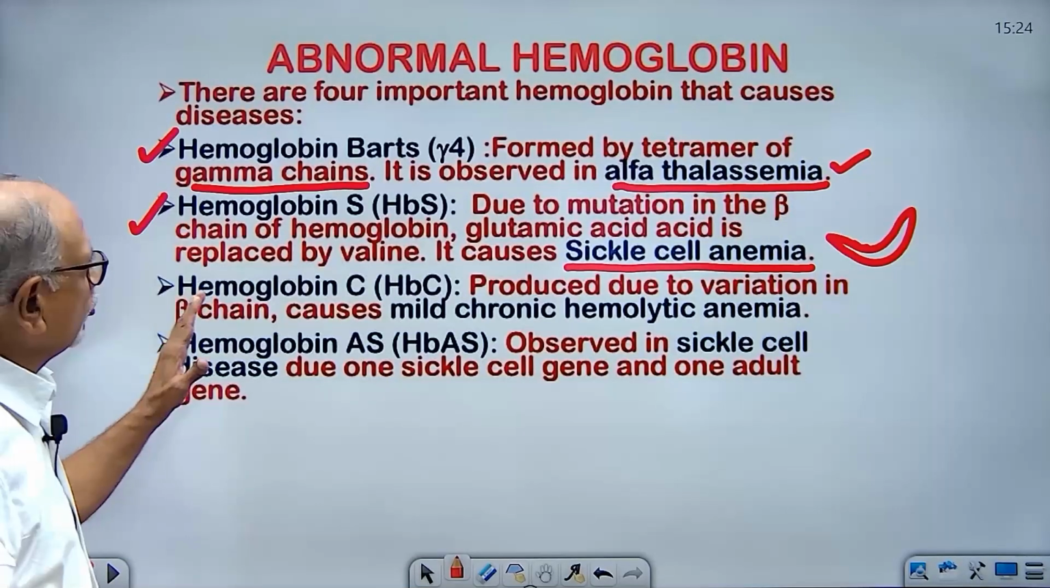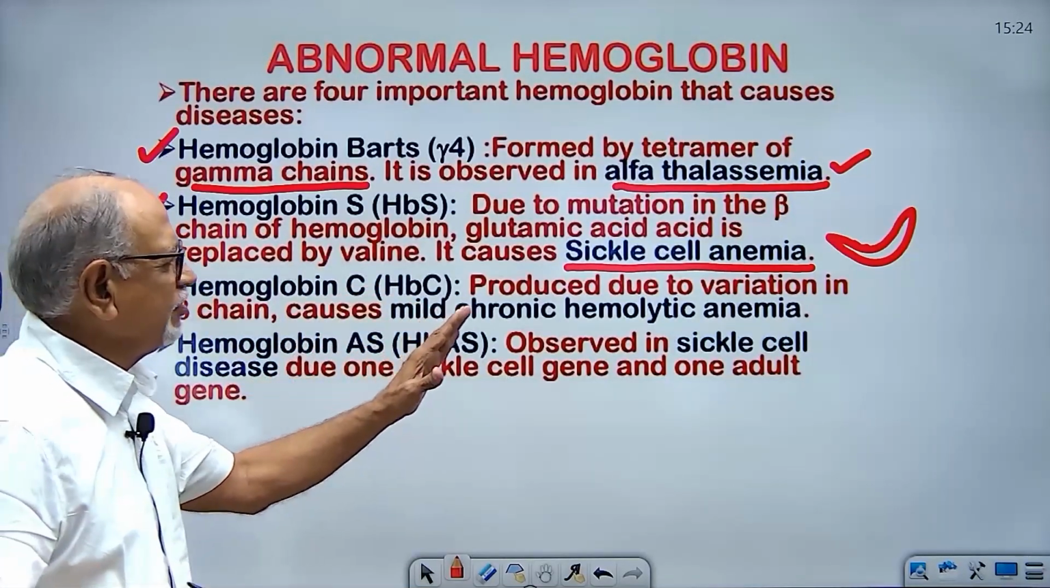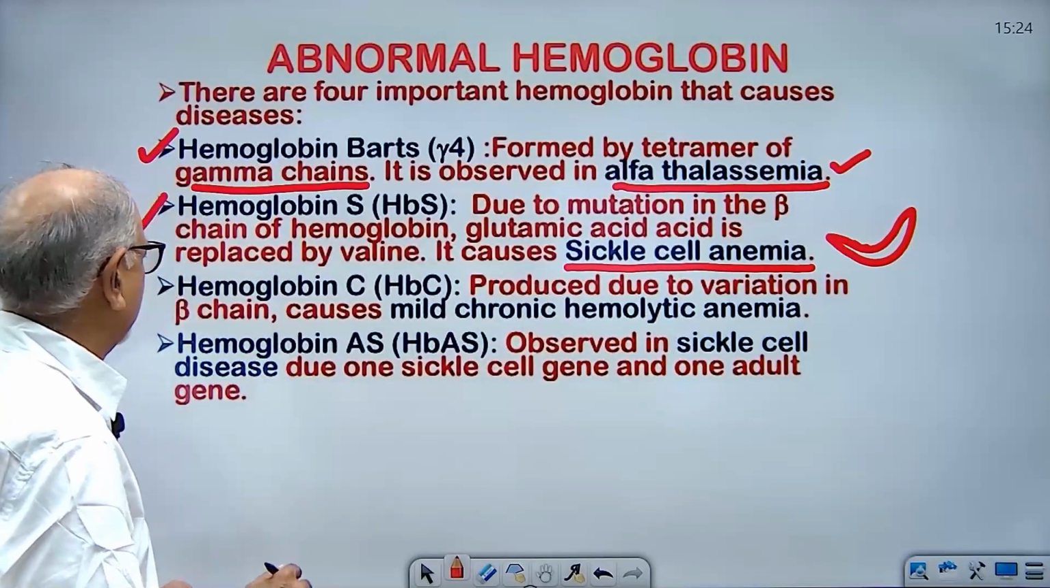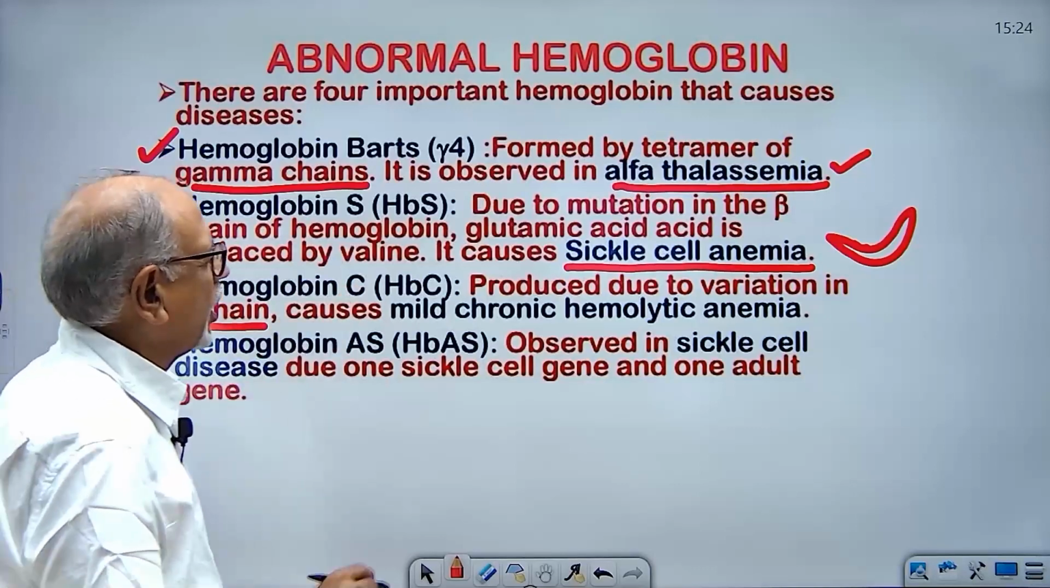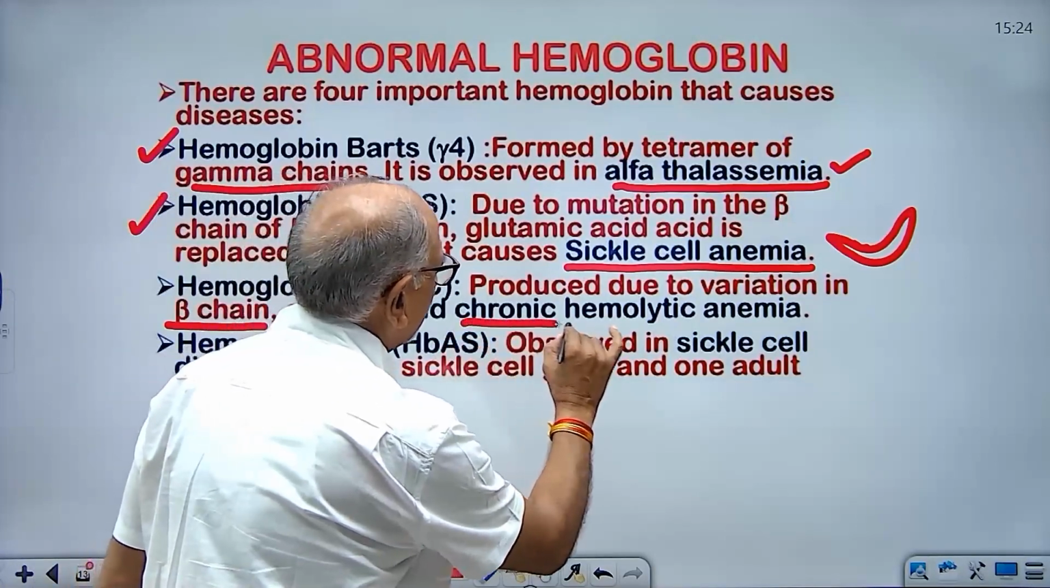Then hemoglobin C, that is HbC, is produced due to variation in the beta chain. It causes mild chronic hemolytic anemia.